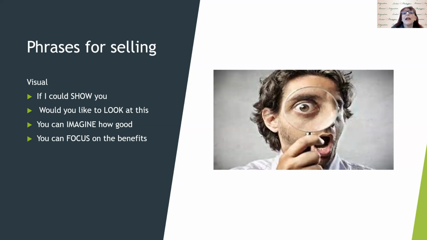Can you imagine how good? And when someone imagines, they can imagine a visual picture. So can you imagine how good this is? Okay. And you can focus on the benefits. So we're using very, very visual terms and phrases to speak to the client about your product.